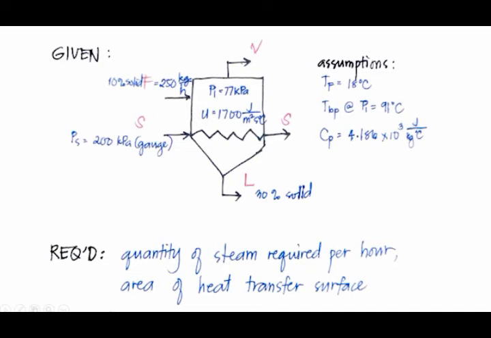Our assumptions will be the temperature of the feed before entering the evaporator is 18 degrees Celsius, the boiling point temperature inside the evaporator of 77 kilopascals is 91 degrees Celsius, and the specific heat of the solution is 4.186 times 10 to the power of 3 joules per kilogram degrees Celsius. What is required in the problem is the quantity of steam required per hour and the area of heat transfer surface.